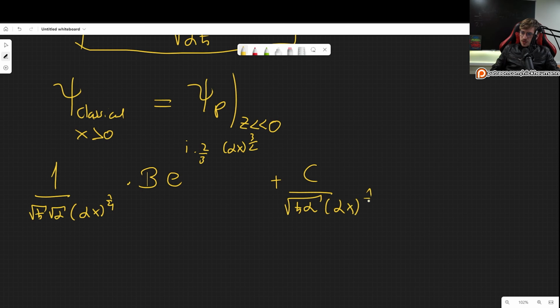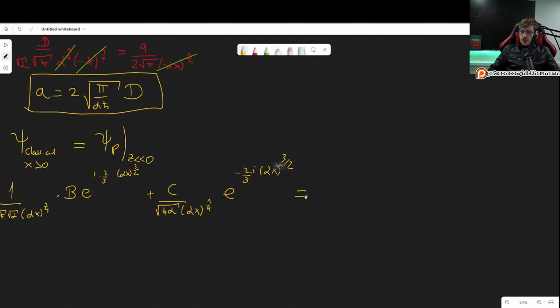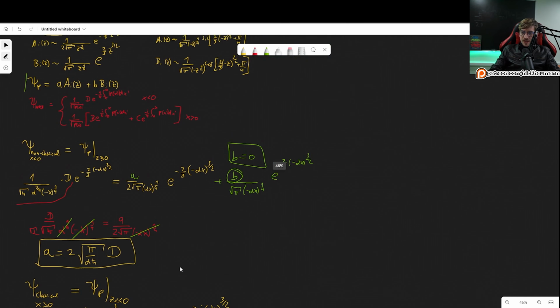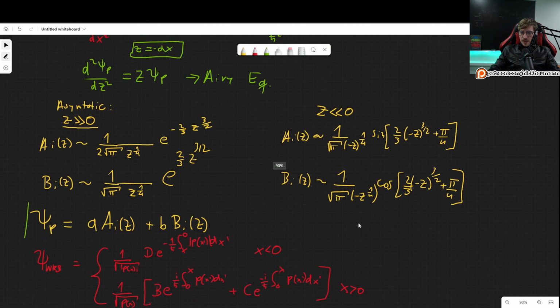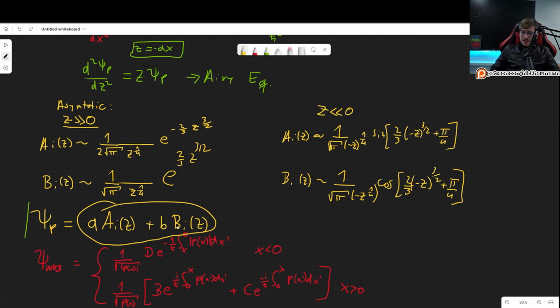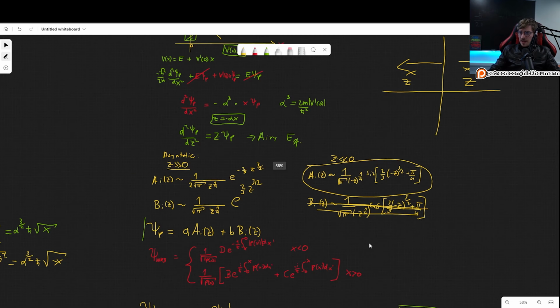Alpha x to the 1/4 and e to the minus 2/3 i alpha x to the 3/2. And this has to be equal to our patching wave function in the region where z is very, very negative. Now, these were our solutions for the patching wave function, considering that we have to take a linear combination of them. But we know that small b is equal to 0, so we don't need to worry about this part at all. So we only take this times small a.